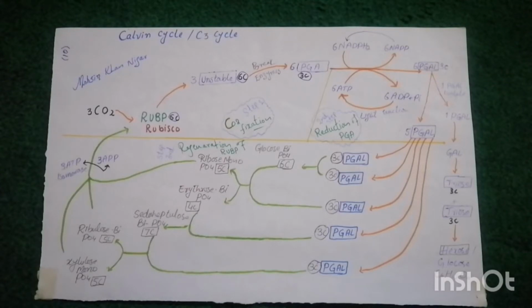In the last class we have discussed the light reaction of photosynthesis. So today we will discuss the dark reaction of photosynthesis. The dark reaction was discovered by Melvin Calvin. Therefore it is also called the Calvin cycle.